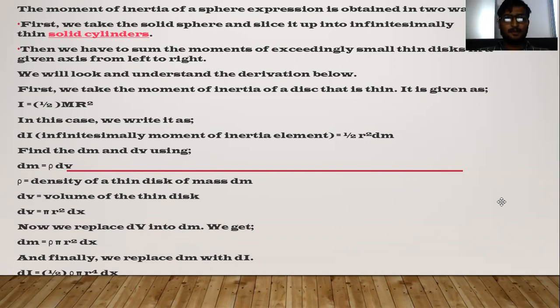First, we take the moment of inertia of a thin disk. It is given as I is equal to 1 half mr square. In this case, dI is equal to the moment of inertia of the infinitesimal element. Then dI is equal to 1 half r square dm.